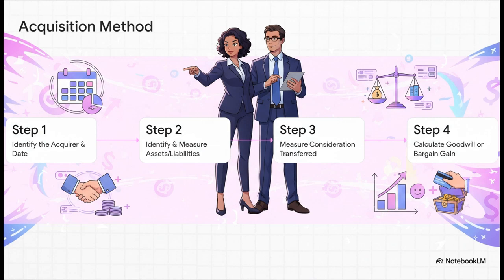It's actually pretty logical. First, we figure out who's buying and when. Second, we value everything we're buying. Third, we measure what we actually paid. And finally, we do the math and see what the difference is. Let's walk through each one.